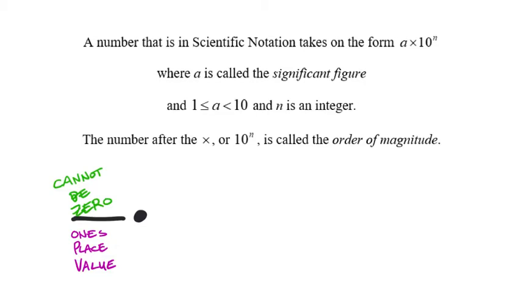Also, in scientific notation, you cannot have any values to the left of the ones place value. So, of course, place values would be tens, hundreds, thousands, and so forth. But there shouldn't be any numbers shown here to the left of the ones place value. So again, you need the ones place value. It just can't be 0. You can have any number of decimal values in here, right?